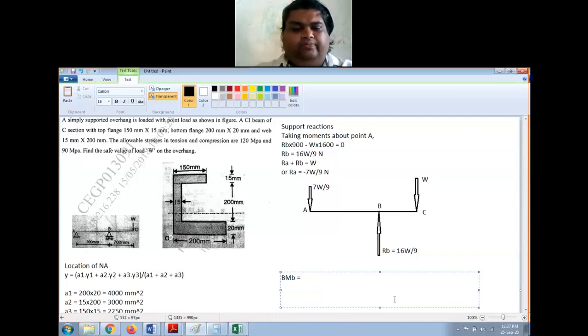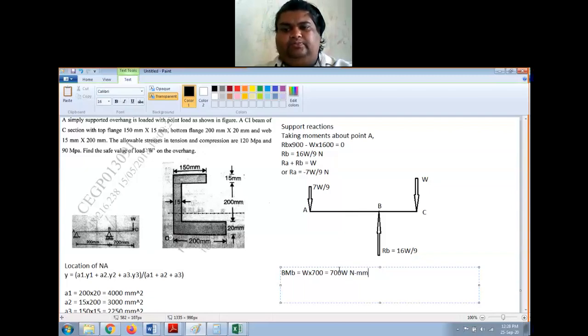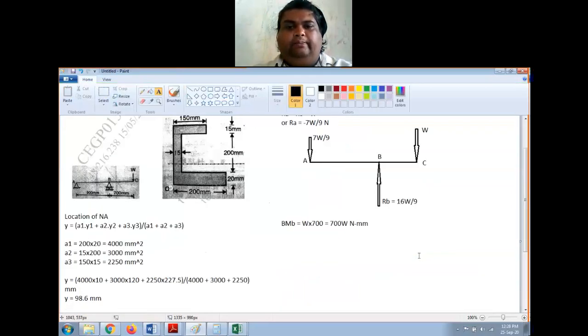So that will be W, the load, into the perpendicular distance, that is 700. So this will be 700 W Newton mm. That is the maximum bending moment at point B. Now we have to find the value of this W. Now let us use the bending equation.